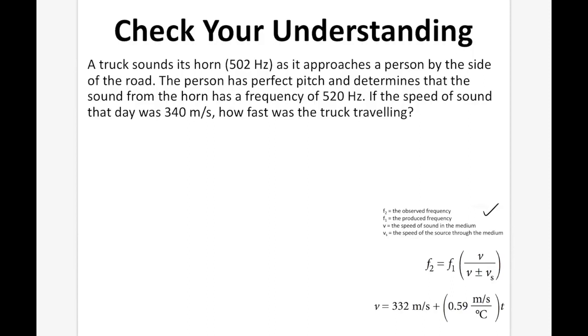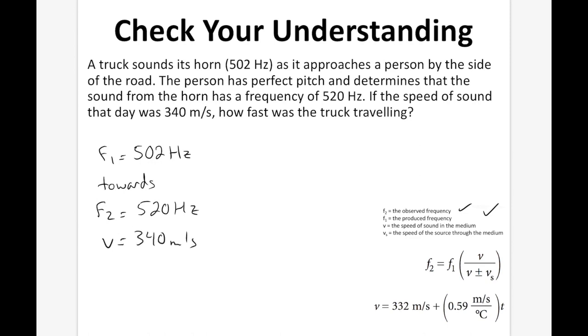Okay, so what do we know? A truck sounds its horn, so that's the produced frequency. So F1 is equal to 502 hertz. As it approaches a person, so it's coming towards, so write that down on here too. The person has perfect pitch and determines that the sound from the horn has a frequency of 520 hertz. That's the perceived frequency, or the observed frequency. So that's going to be F2, and that's going to be 520 hertz. If the speed of sound that day was 340 meters per second, which is going to be V, the speed of sound in that medium. So V is going to equal 340 meters per second. How fast was the truck traveling? That's going to be Vs, the speed of the source.